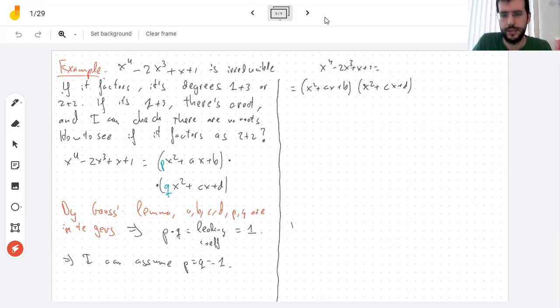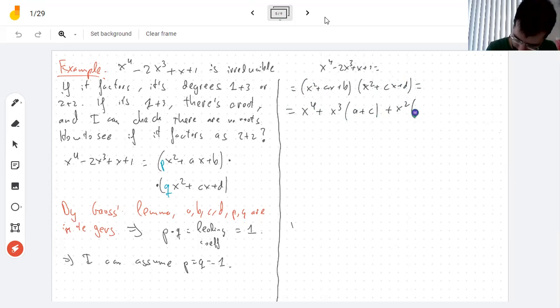Okay, so this is the equation I have to solve, and I'm just gonna multiply it and solve it. So this is x to the fourth, x cubed has coefficient a plus c, x squared has coefficient b plus d, x has coefficient a d plus b c, and the constant term is b d. Based on this equality, this is zero, this is one, and this is one.